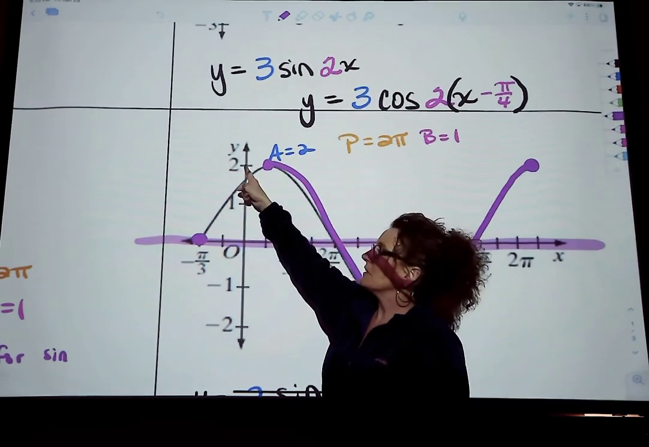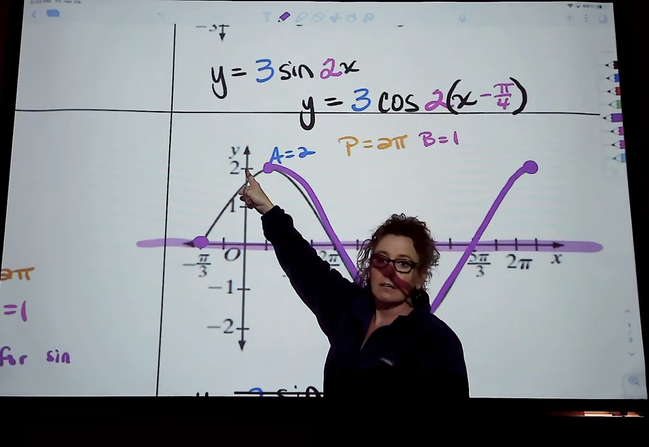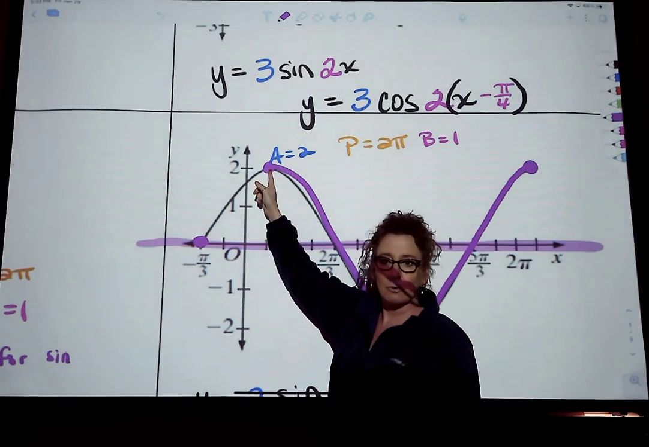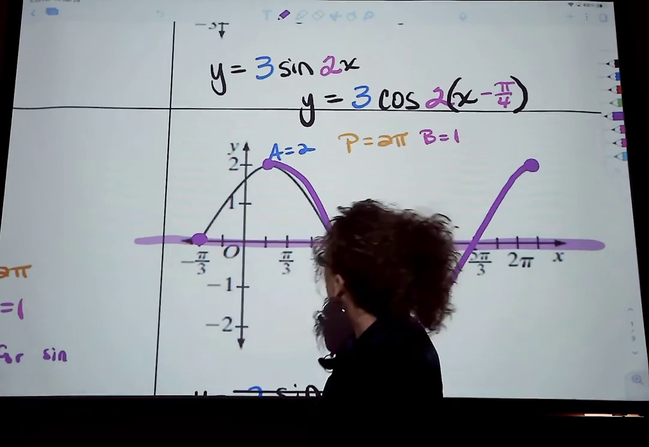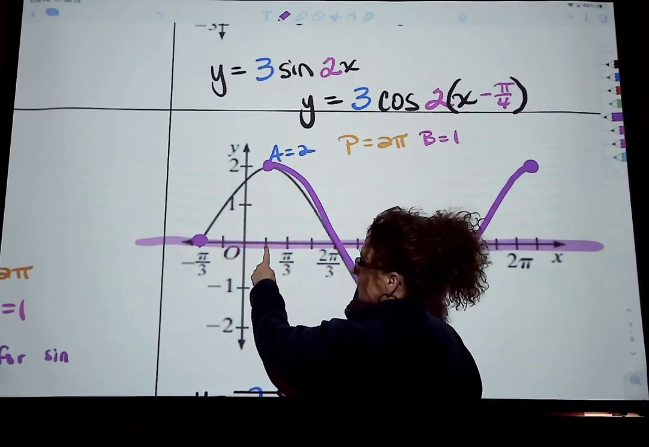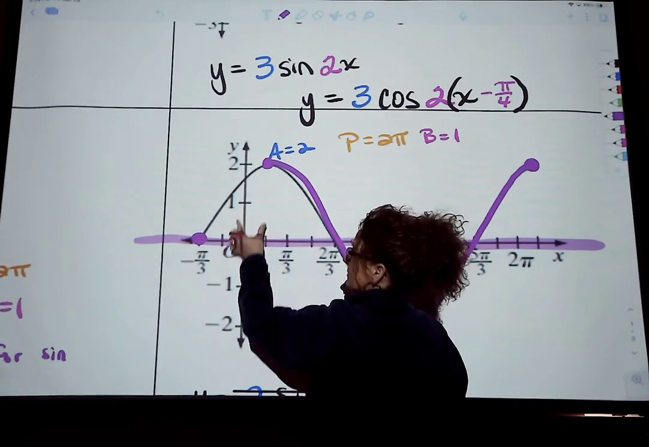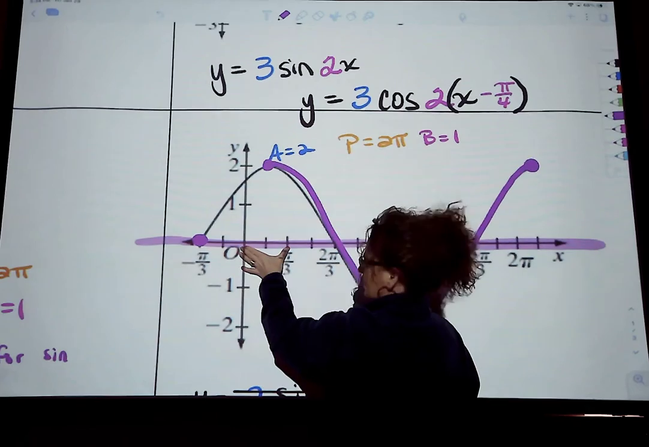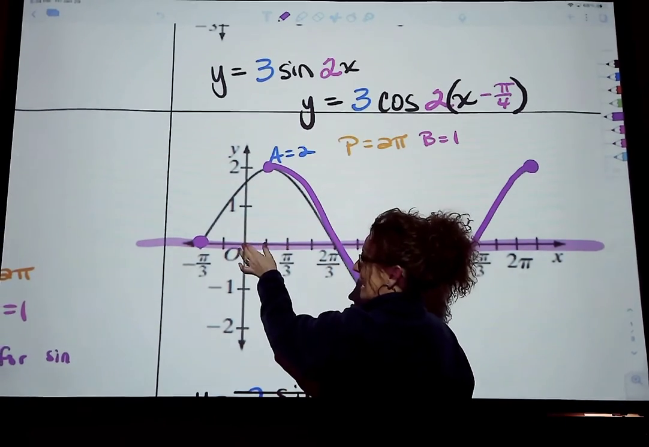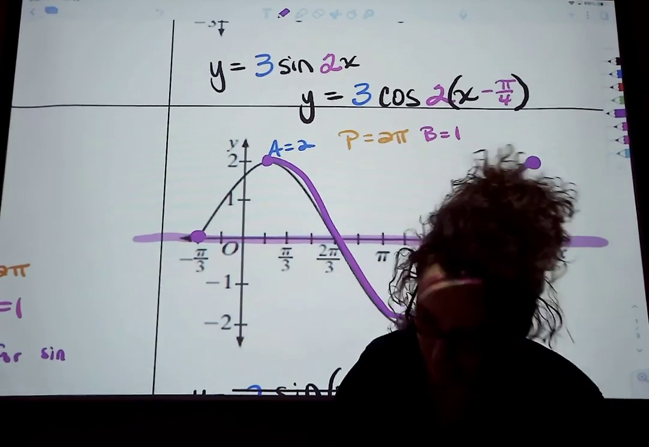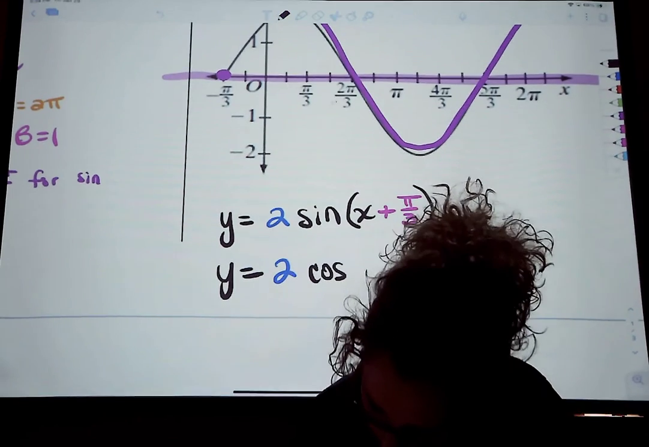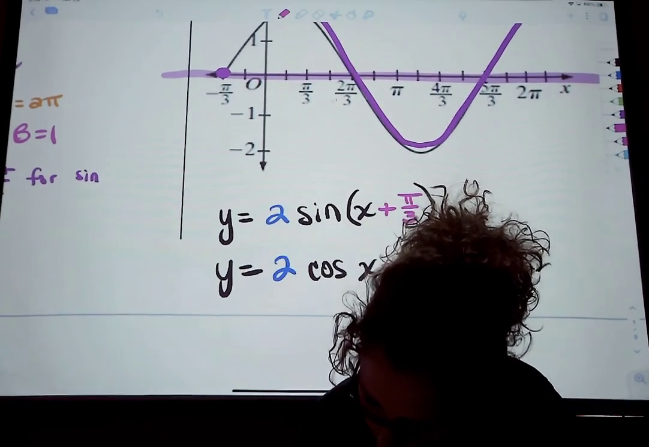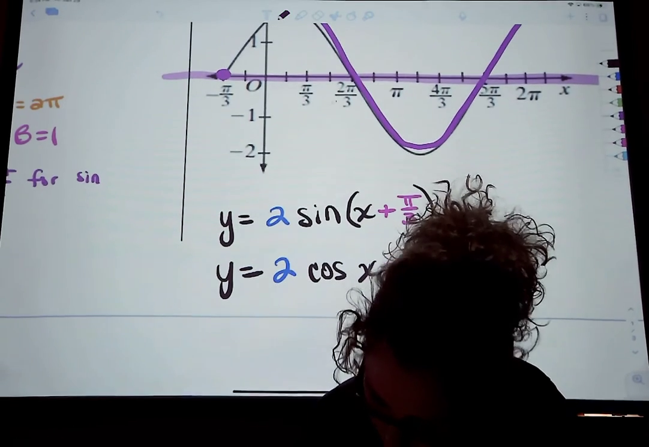Doesn't cosine normally start on the y-axis? Does this one? Nope. Well, how far right is it from where it's supposed to be? It's this far right from where it's supposed to be. This far? No, that's too far. That's pi over 3. I need half of that, pi over 6. So cosine right pi over 6.